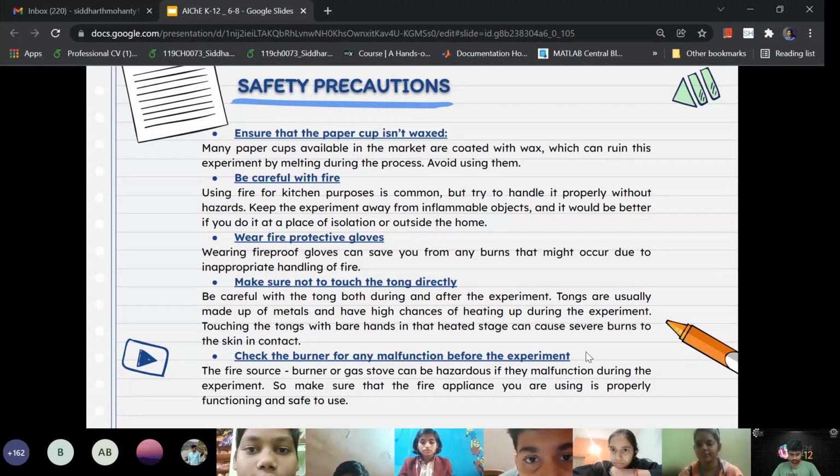Then make sure not to touch the tongs directly. The tongs that you saw in the video shouldn't be touched directly. Then you have to also check the burner for any malfunction before the experiment. So these are the safety precautions that you need to follow while performing the experiment.